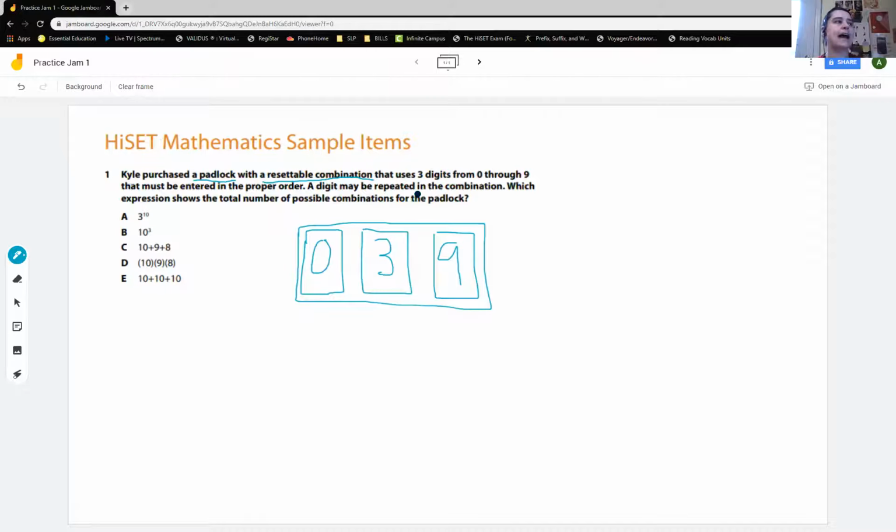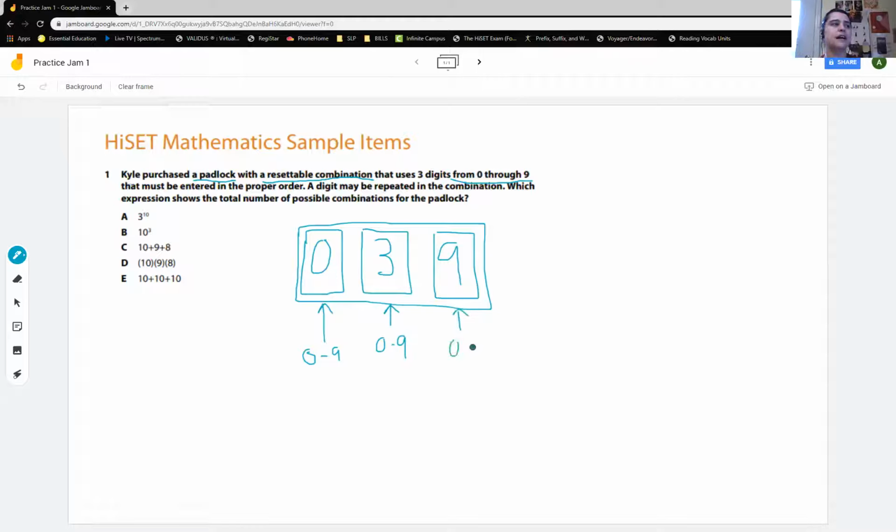Okay, and it tells us that this particular resettable combination uses 3 digits, just like we've drawn, and it's 3 digits that range from 0 through 9. So this digit here could be anything from 0 through 9, right? And the same is true for the second. So this could be anything from 0 through 9. And the same is true for the third. This could also be anything from 0 through 9.